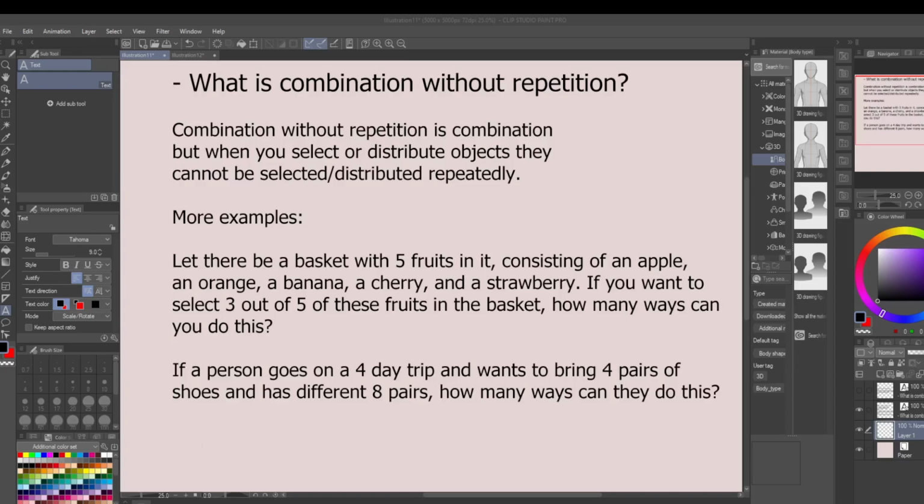And another example is if a person goes on a 4-day trip and wants to bring four pairs of shoes and has eight different pairs, how many ways can they do this? So we can identify this as combination because there is no order explicitly stated in the question, and we can identify this as without repetition because they have eight different pairs of shoes, and those pairs of shoes cannot be duplicated.